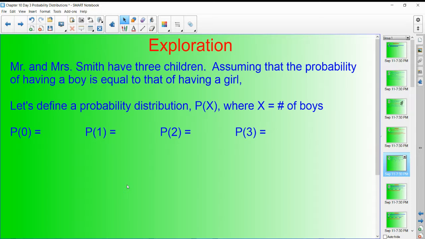So we're going to define the probability distribution. We're going to figure out the probability that the family has 0 boys, 1 boy, 2 boys, or 3 boys. So using your sample space that you created from the warm-up, what's the probability that the family has 0 boys? What's the probability that has 1 boy? We already did 2 boys. And what's the probability that has 3 boys? So fill this out, see if you can get all the probabilities, and we're going to discuss what we notice, what patterns we see.